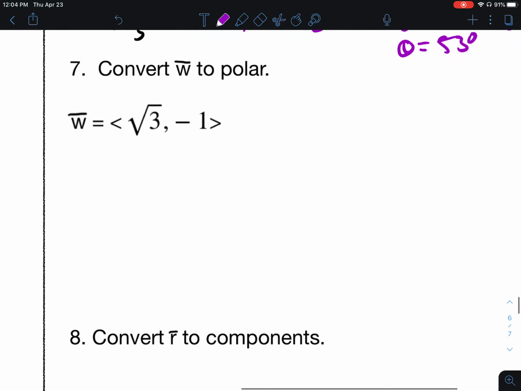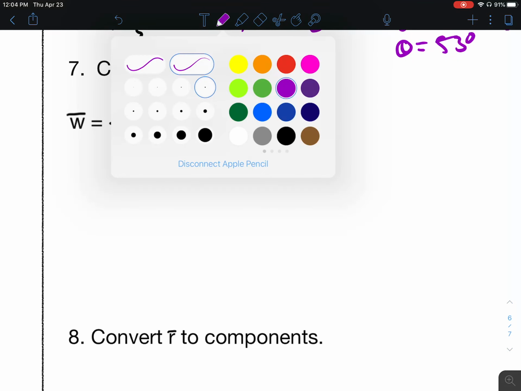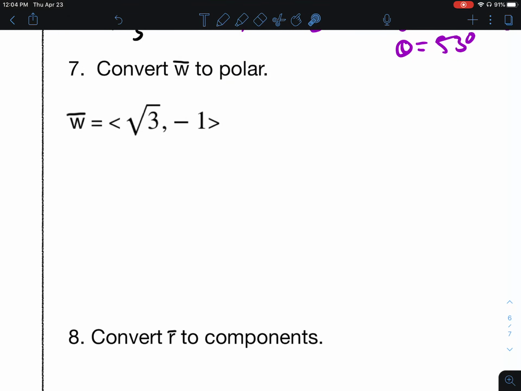Number 7, convert w to polar coordinates. We're going right square root of 3 and down 1. That's going to be in quadrant 4.